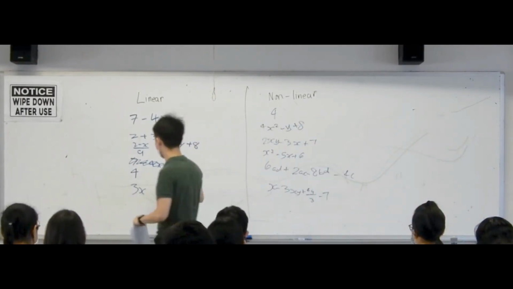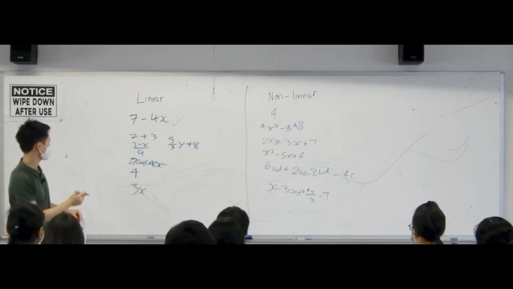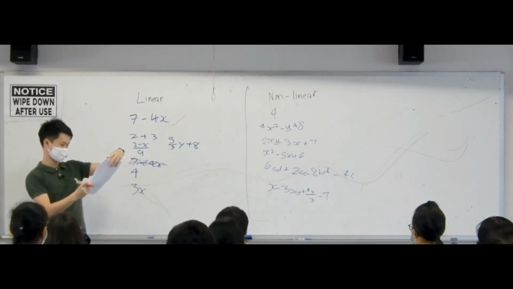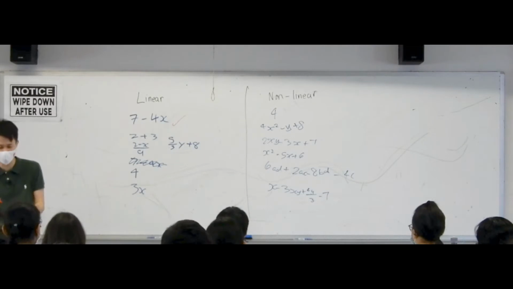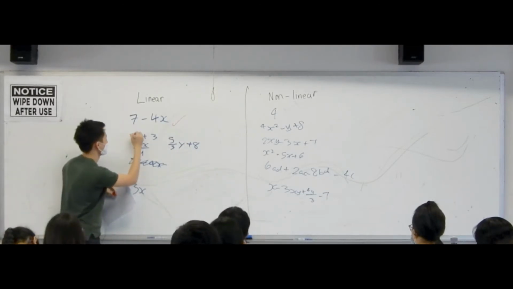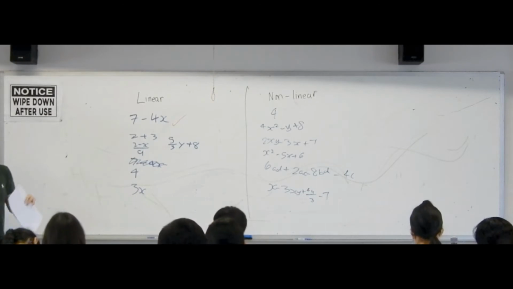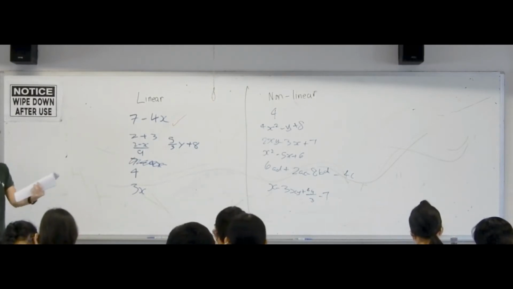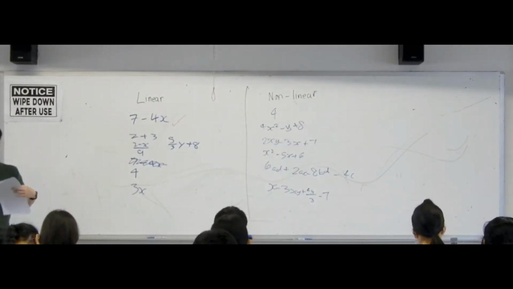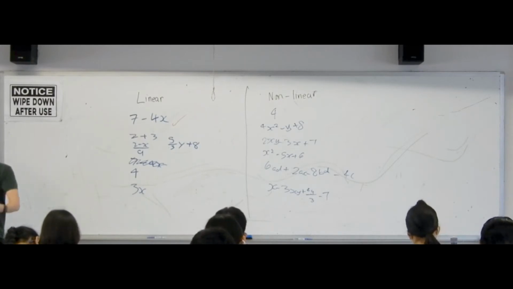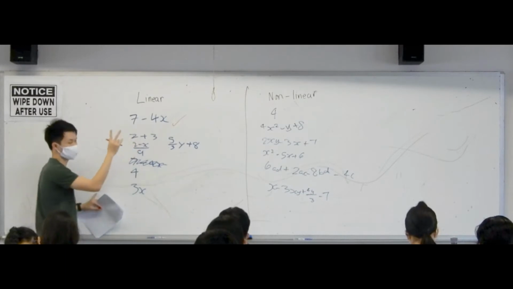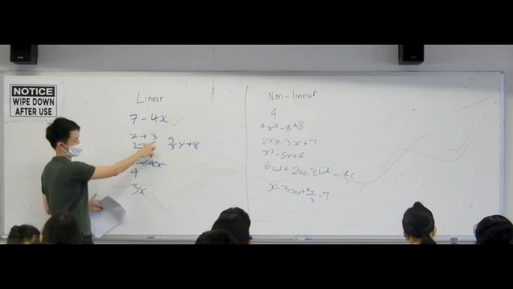Where does this 2 plus 3 come from? Oh, Z plus 3. Sorry, it's Z. So Z plus 3 is linear because there's only one variable. There's no squared or anything, no multiplication of terms and so on. There are two terms actually, Z and 3.